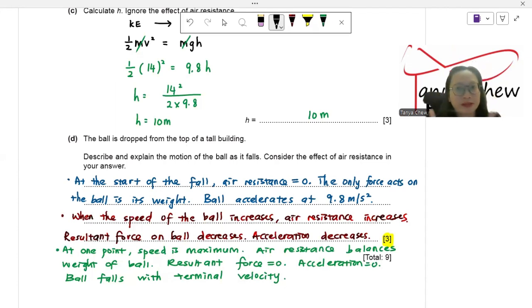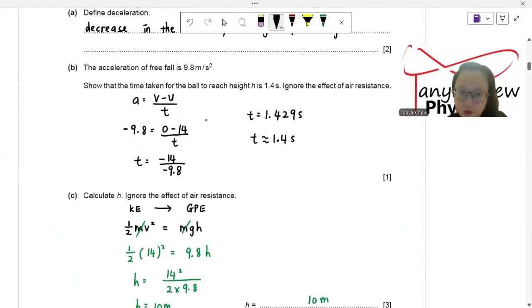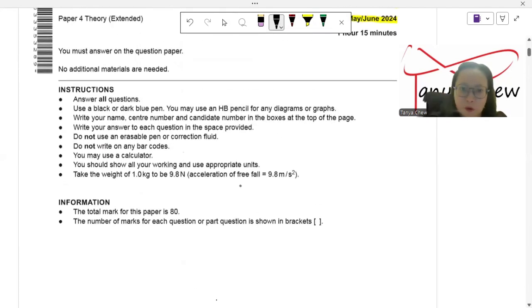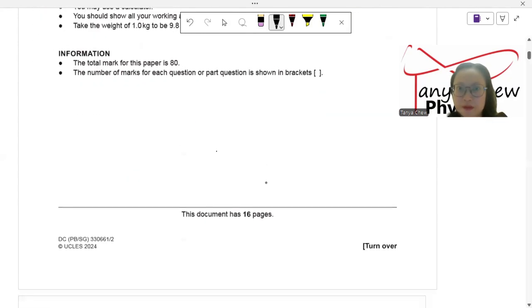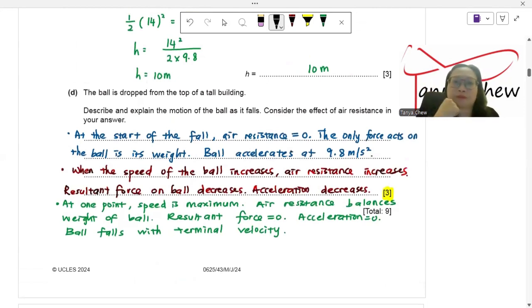So the only force that acts on the ball is the weight of the ball. So the weight of the ball will give the ball an initial acceleration, which is gravitational acceleration. The value of gravitational acceleration is 9.8 meter per second square because, first of all, it is given here. Or if it is not given, no problem. You can scroll up to the instructions, the last point. Acceleration of free fall is 9.8 meter per second square. So I just use that. That is my first point.